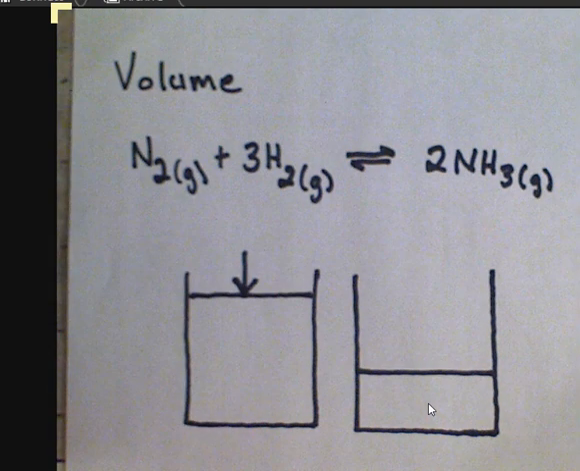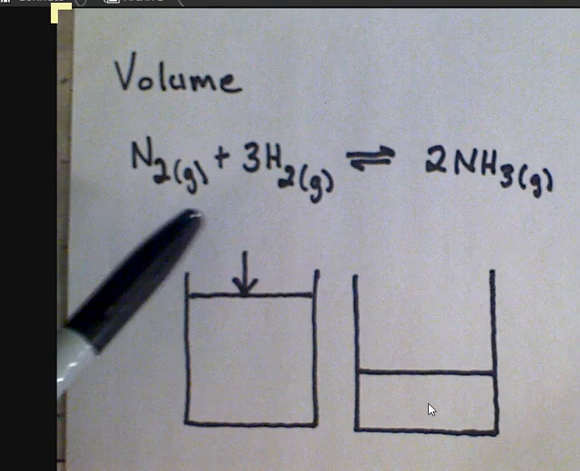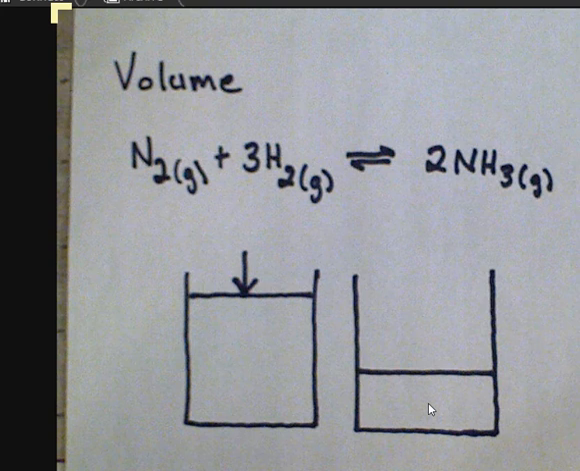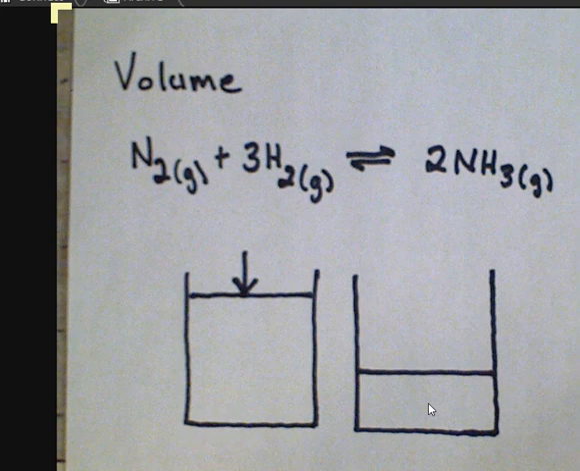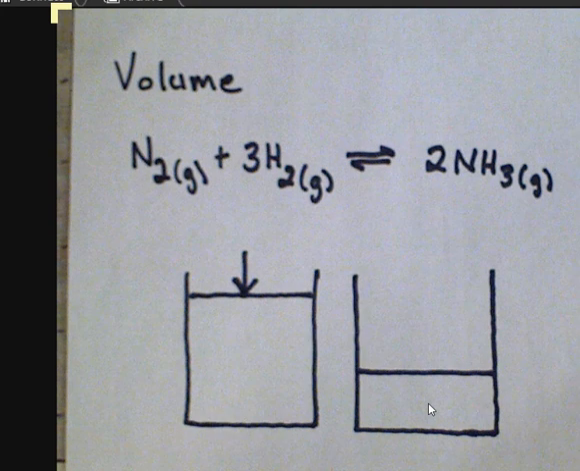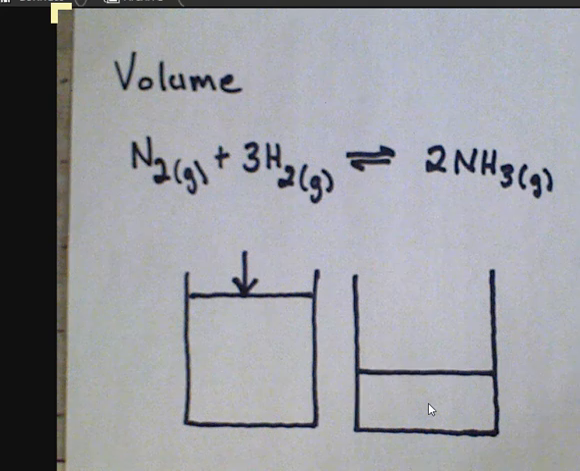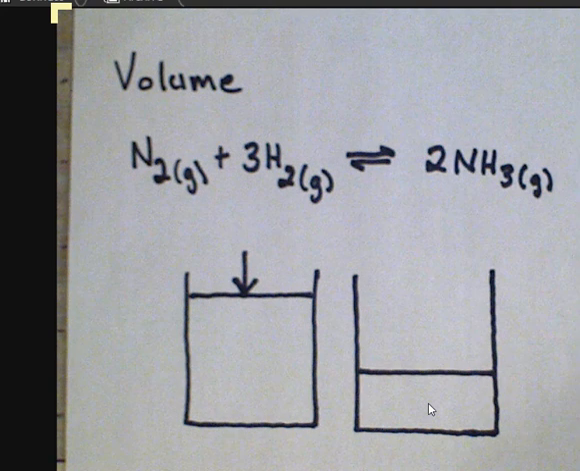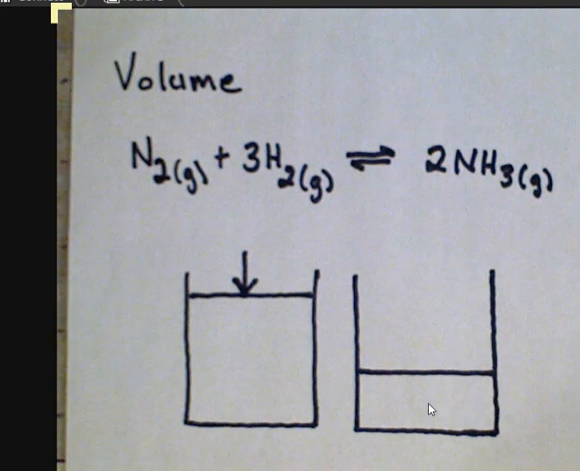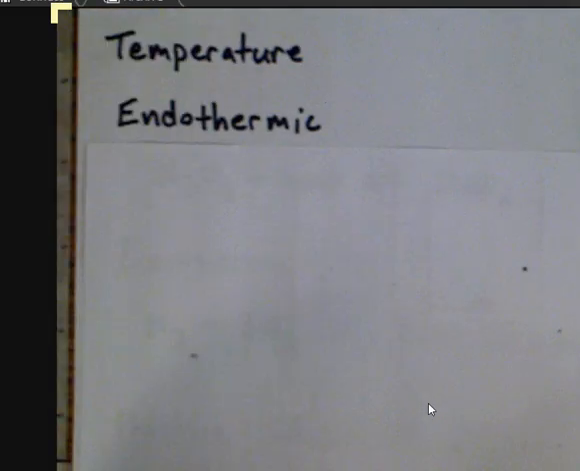If alternatively we were to make the chamber bigger, we'd see a shift to the left. We'd shift towards the side with more moles of gas. So volume is another way that we can disturb a system that's already at equilibrium. The last one we need to talk about is temperature. We know that equilibrium can be affected by temperature, right?